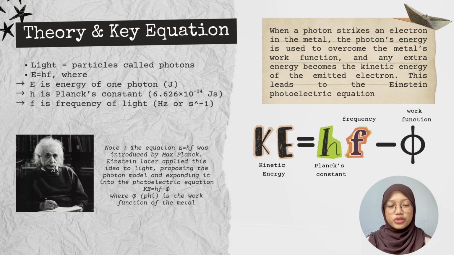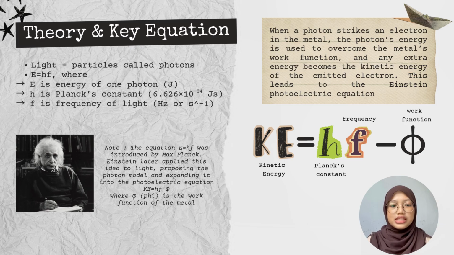Now, moving to the theory behind the photoelectric effect. According to Einstein, light consists of particles called photons. The energy of each photon is given by the equation E equals hf, where h is Planck's constant and f is the frequency of the light. When a photon strikes an electron in the metal, the photon's energy is used to overcome the metal's work function, and any extra energy becomes the kinetic energy of the emitted electron.